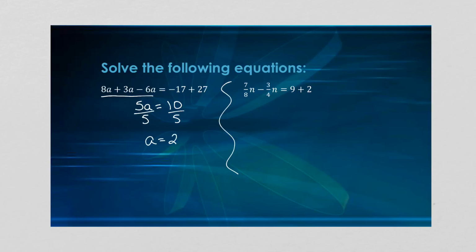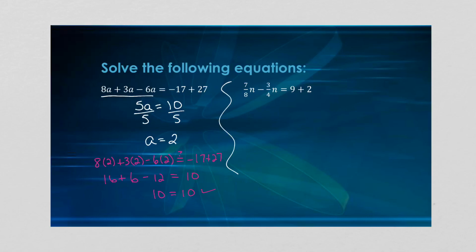And these problems are no different. You can check your work on these as well. So you would have 8 times 2 plus 3 times 2 minus 6 times 2. Does that equal -17 plus 27? So I've got 16 plus 6 minus 12. Does that equal 10? 16 plus 6 is 22. 22 minus 12 is 10. So it looks like we did good there.